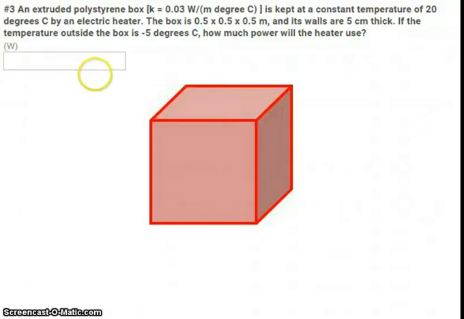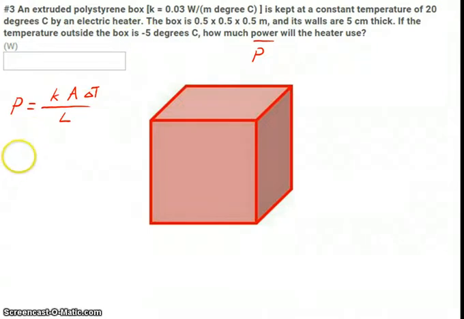We're going to solve the heat pretest number 3 problem here. The question is asking how much power the heater will use. So right away we know this is a heat transfer problem. We've got power is equal to the thermal conductivity times the area times the change in temperature, all divided by the thickness of the material L.